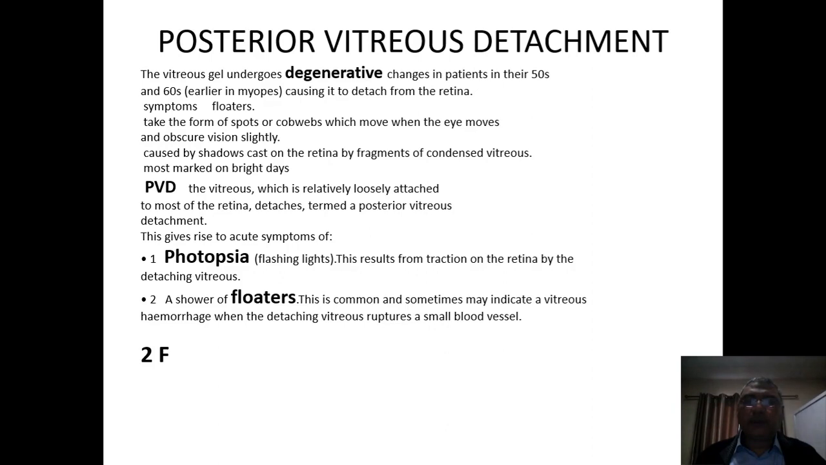the posterior vitreous detachment will give signs like photopsia, which is flashes of light, and floaters due to the movement of the content of the vitreous with the movement of the eye. And these are called 2F, floaters and flashes, or photopsia.